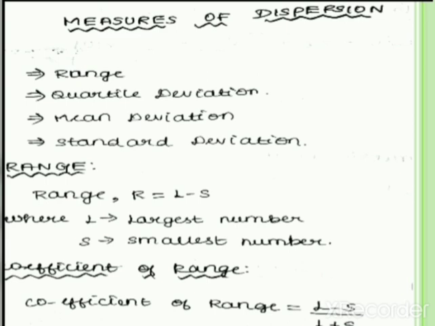So let us see first range. Range formula is R is equal to L minus S. Here L represents largest number, S is smallest number. So we know what is large, what is small. So L is largest number and S is smallest number. What is coefficient of range? Our coefficient of range formula is L minus S divided by L plus S.